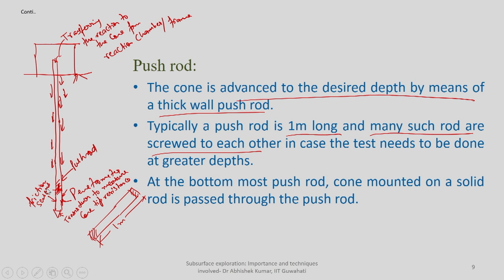Each time you push it into the ground, it will record something, and then there will be some kind of cables passing through this push rod, because these are hollow. So, these are cables, which transfer the recordings or measurements done by the transducers or sensors at these two locations. Sometimes you have pore pressure measurement sensors also here. So, that will also give some additional field measurements.